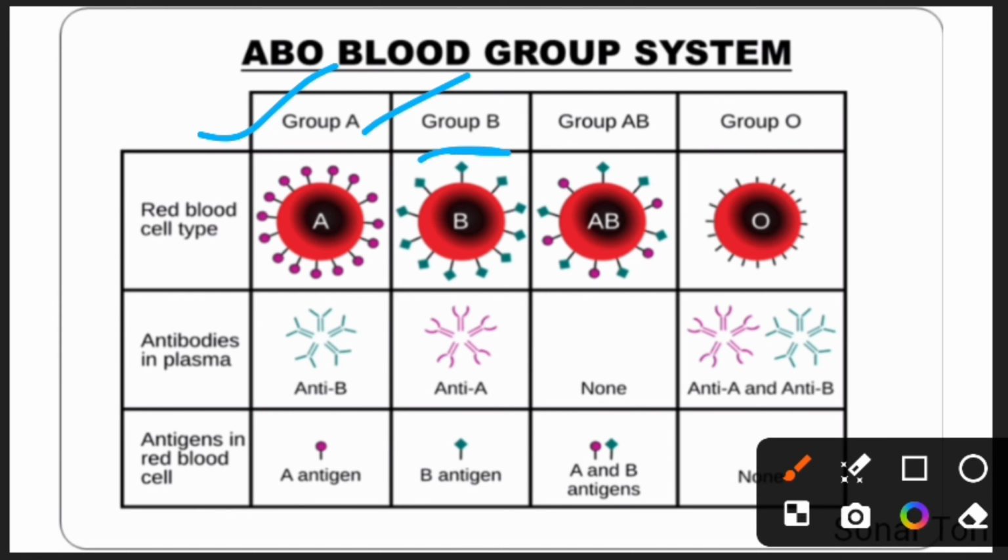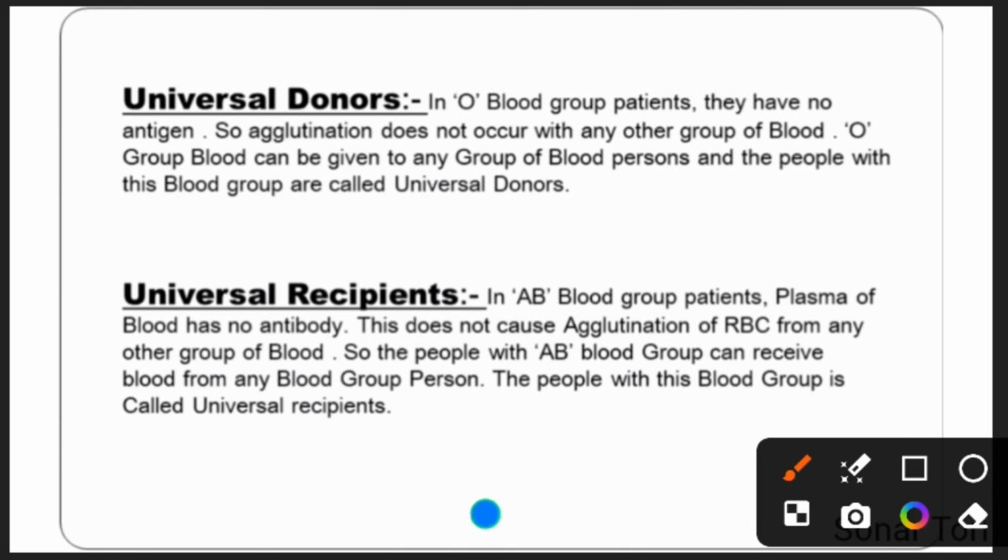In the same way, in the blood group AB, there is no antibody present in the plasma, but both antigen A and B are present in the red blood cell. And in blood group O, both antibody A and B are present, but no antigen is present in the red blood cell. So in AB blood group there is no antibody present in the plasma, and in blood group O there is no antigen present in the RBC. This is some important concept about the ABO blood groups.